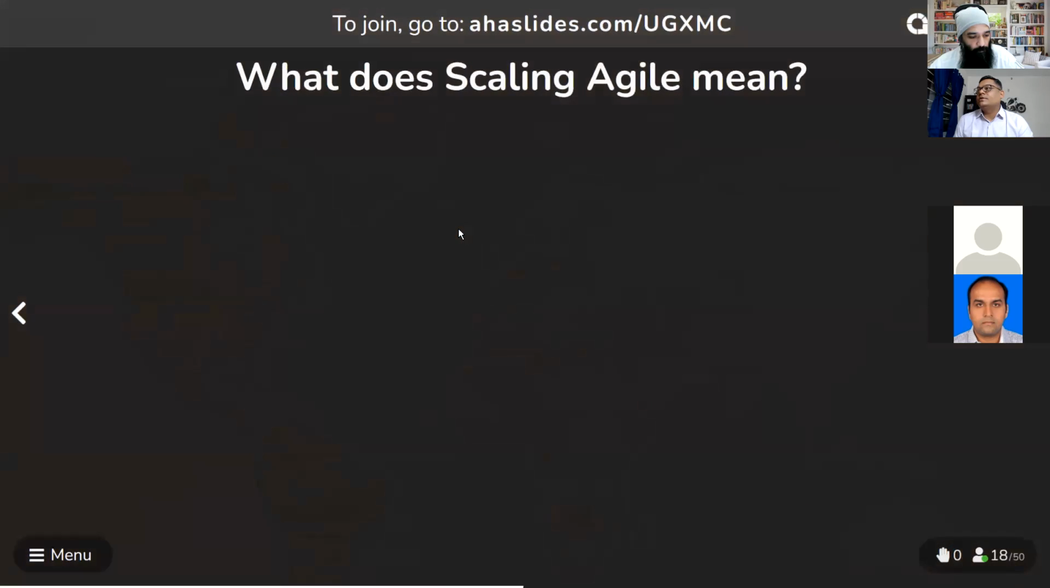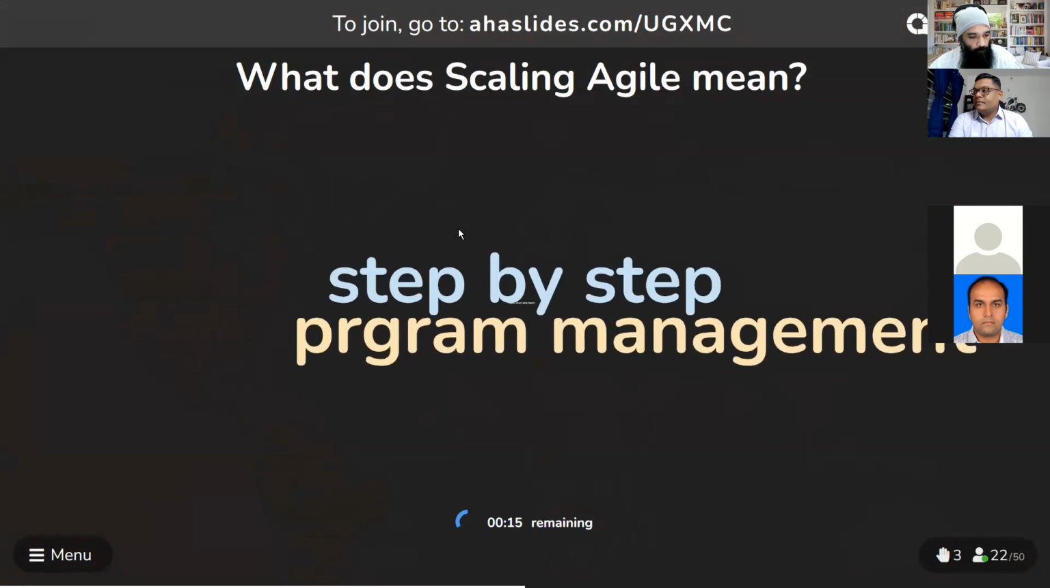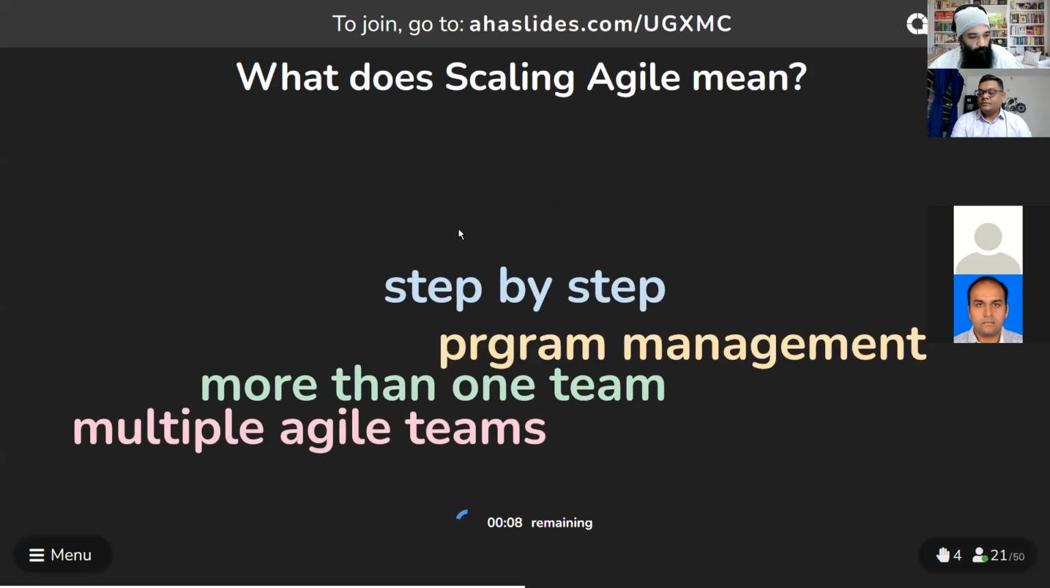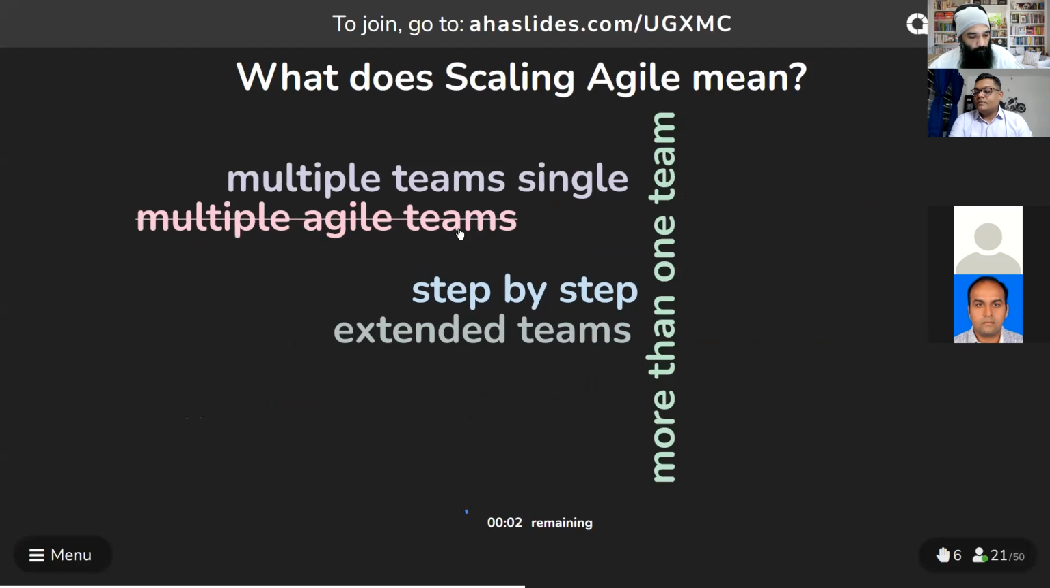Now, we've been talking about scaling Agile. So what does scaling Agile mean? Any responses? Someone says step by step. More than one team.